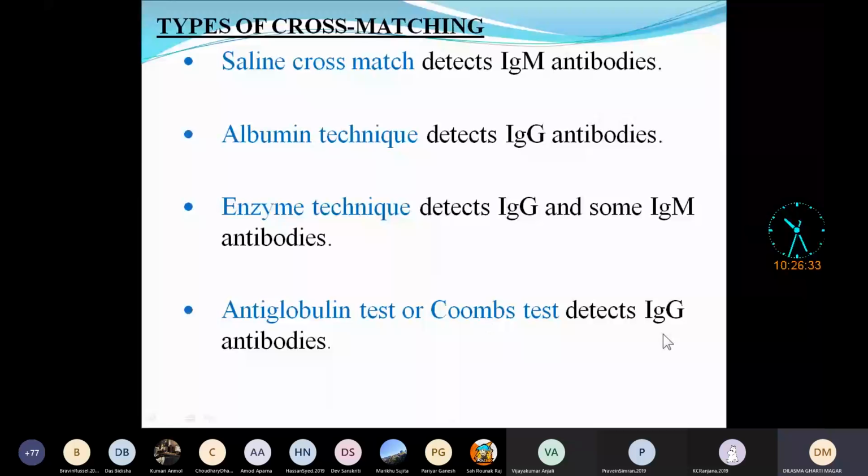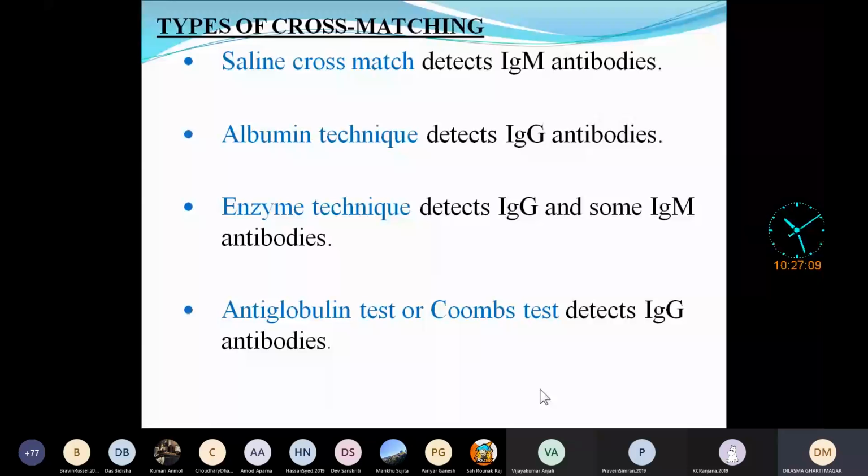So here there are different types of cross matching. Basically, you have to know the Coombs test only, or the antiglobulin test. It will detect immunoglobulin G. Saline cross-matching detects immunoglobulin M antibodies. The albumin technique detects immunoglobulin G antibodies. The enzyme technique is a little bit superior; it detects both immunoglobulin G and immunoglobulin M antibodies. And then the antiglobulin test, or the Coombs test, detects immunoglobulin G antibodies. So it means that you are understanding my classes.